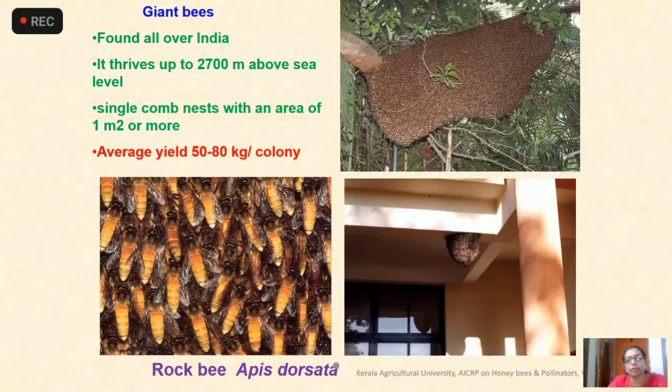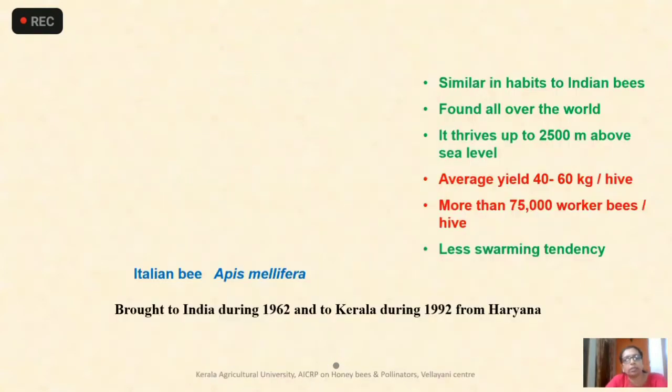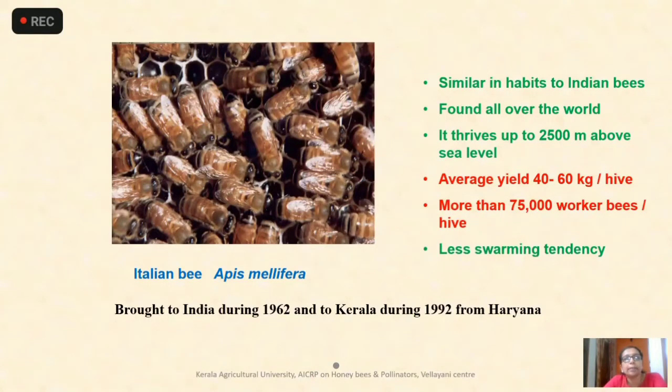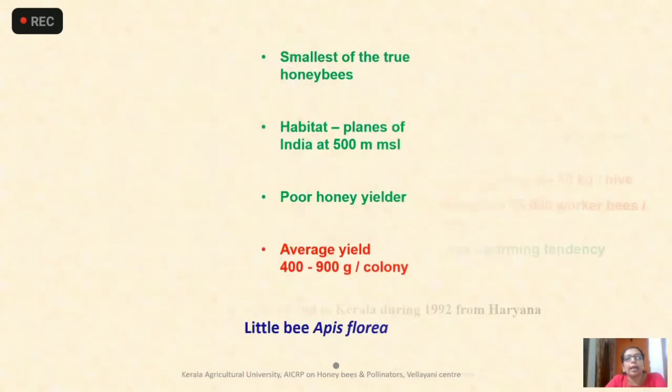And in our country, I think 20% of the honey is harvested from the introduced bee or the Italian bee. It was introduced in 1962, and in our state Kerala it was introduced in 1992. The average yield obtained is about 40 to 60 kg per hive, and here the number of workers is much higher, that is 75,000.